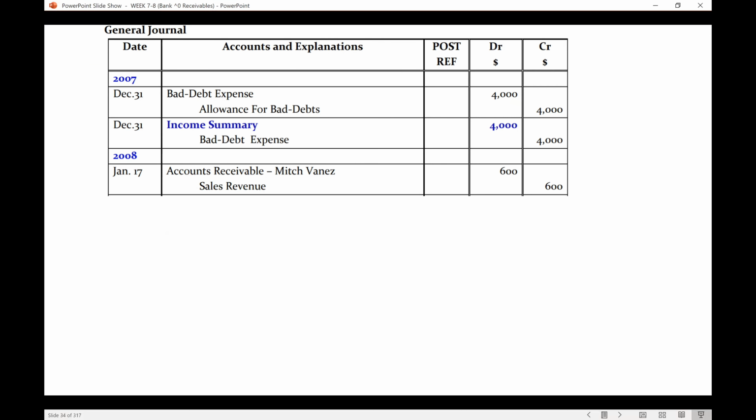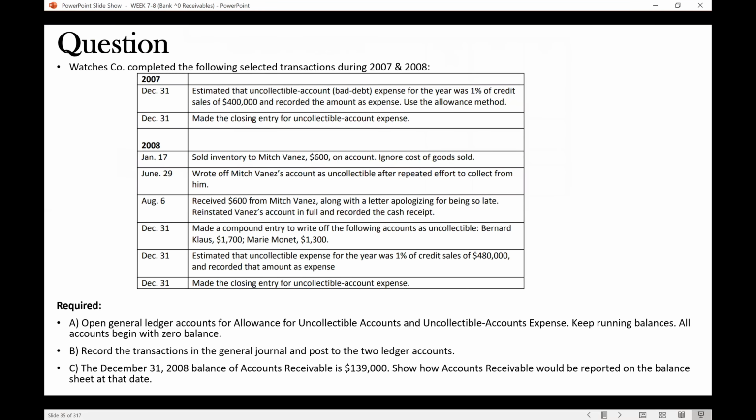This alone here has nothing to do with our bad debt expense. So this entry is just this entry. Let's continue. On June 29, we wrote off Mitch Vance's account as uncollectible after repeated effort to collect from him. So what this is saying, you sold him on January 17, 6 months after, right? You're trying to collect the money from him to no avail. He's not answering you. You're not getting any money.